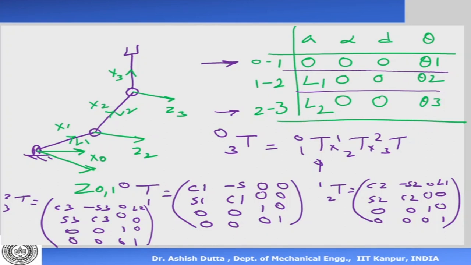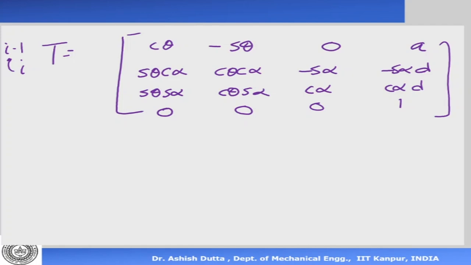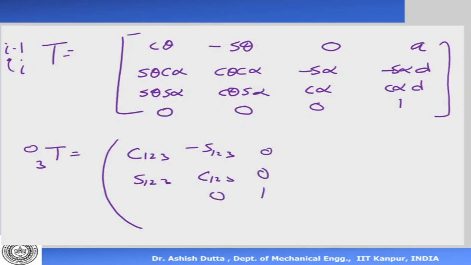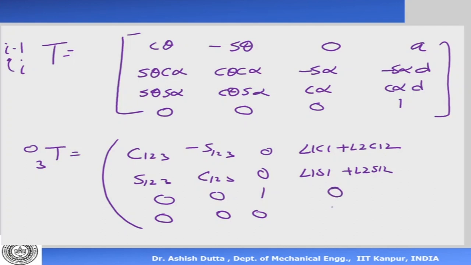Okay. Now when I multiply them all together, what do I get? I get this matrix T0 to 3. In the last class I had done this, so please refer to that; I'm going through it very quickly, just revising. So T0 to 3 gives me cos theta 123, minus sine theta 123, sine theta 123, cos theta 123, 0 0 1 0 0, this is 0 0 0, this is L1 cos theta 1 plus L2 cos theta 12, this is L1 sine theta 1 plus L2 sine theta 12, this is 0, and that's 1. So this is the full transformation matrix.